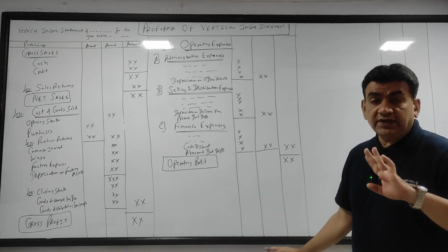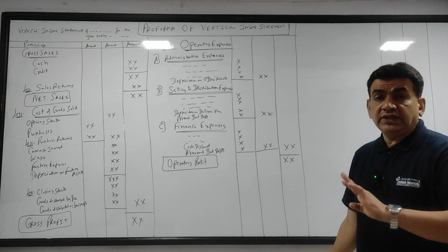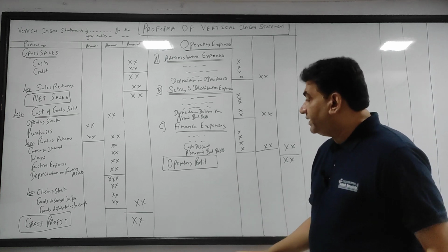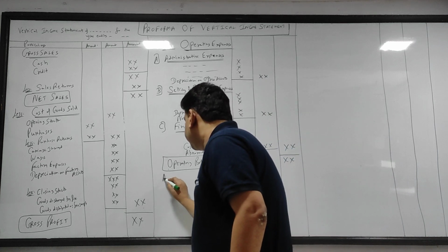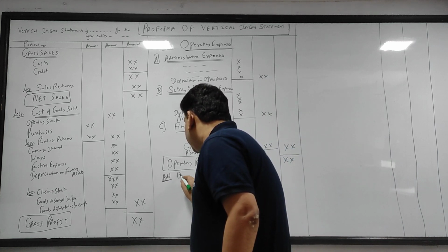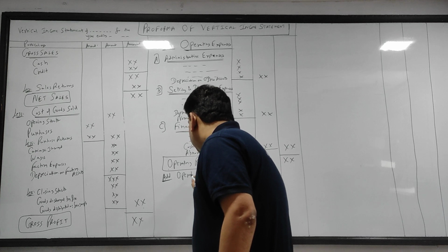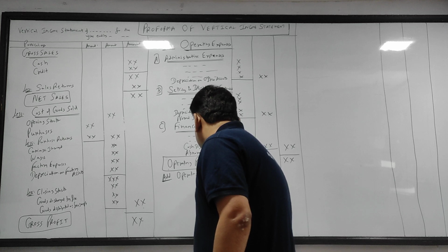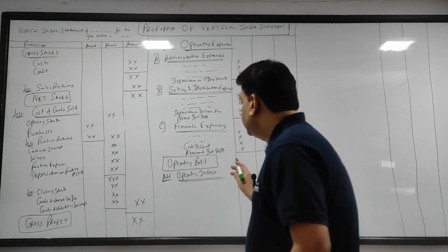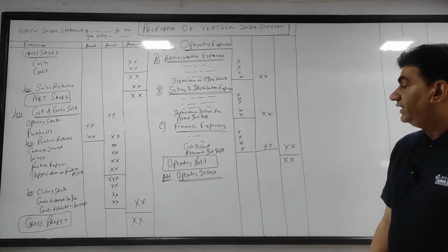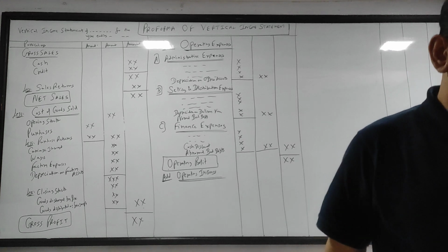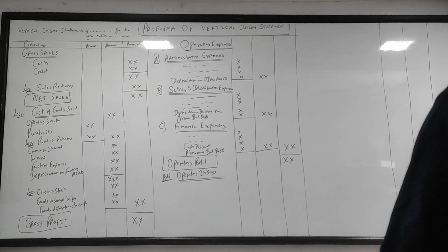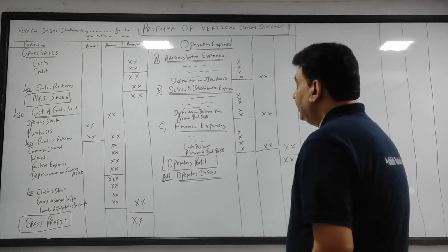Right now we are at the operating part. Non-operating थोड़ी देर के बाद आएगा. Now, to this operating profit, I will add operating incomes. Okay. Now see, what are operating incomes?